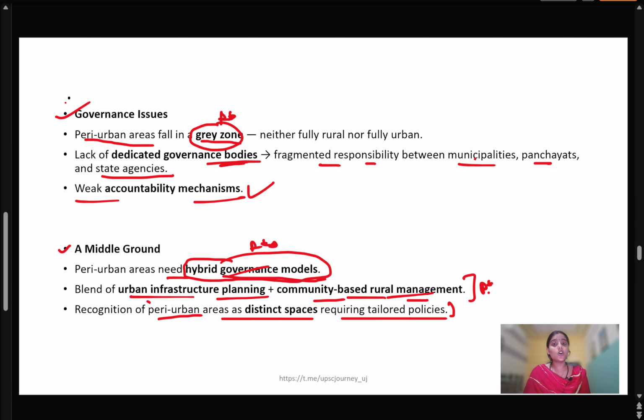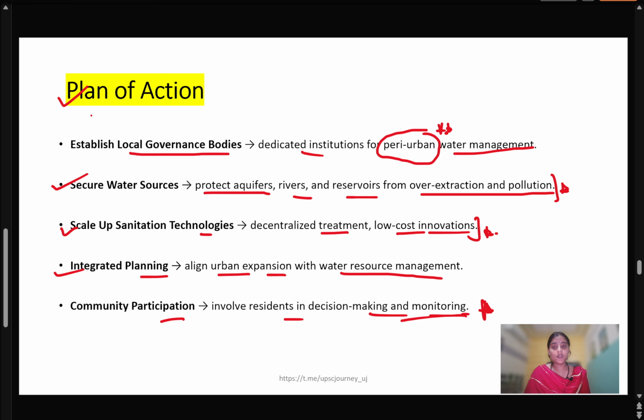After that, we have seen the governance issues because these are gray areas. There's no dedicated governance body for these peri-urban areas. Then we have a middle ground, that what can be the solution is that we need to adopt a hybrid governance model, a balance of both urban infrastructure planning and at the same time community-based rural management. After that, we've seen the action that we really need to take.